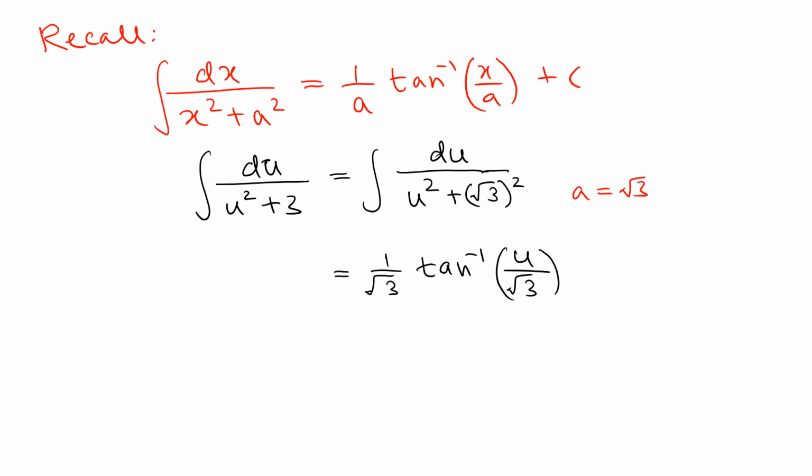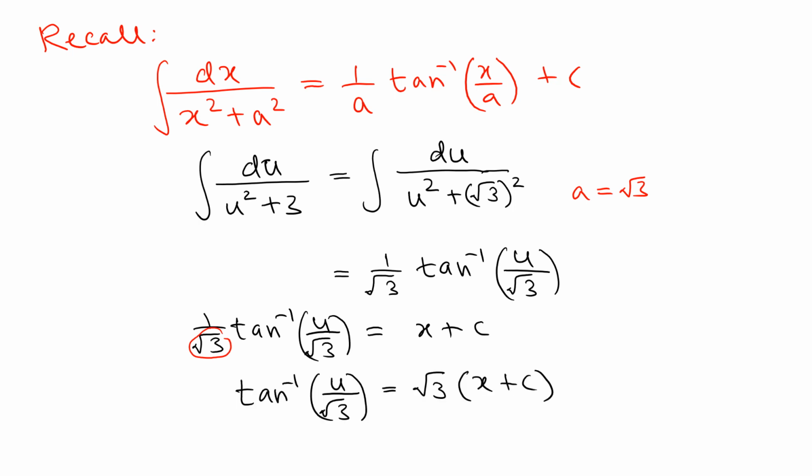Because of that, you can write the equation like this. You can equate this one with x plus c. So we can write it like this. And now we can multiply by square root 3 on both sides to remove that. So we get this one. For algebra simplicity, we can just call this square root 3 x plus c. Those two c's are not the same, but it doesn't matter, it's just a number.